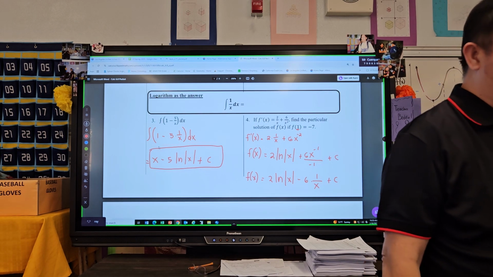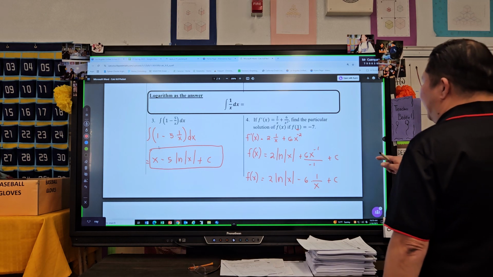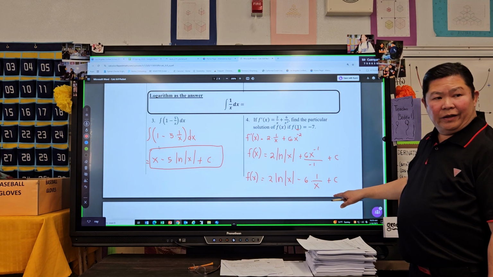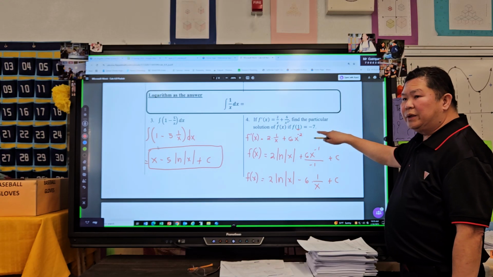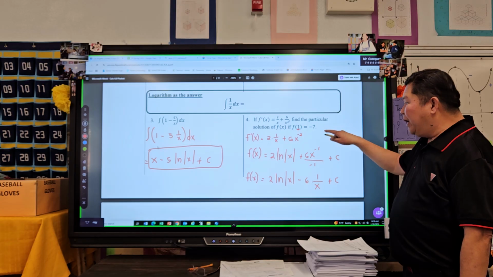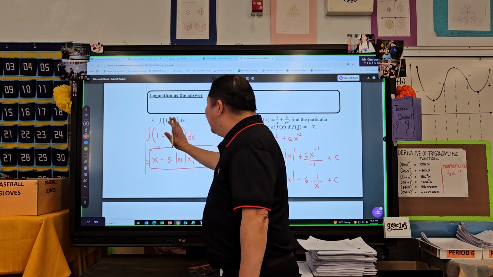Okay, guys. And then what does it say? F of 1. We're going to plug in 1, right? And then what is f of x now equal to? The f of x is equal to negative 7. Okay, so can I erase number 3 so I can continue right here?